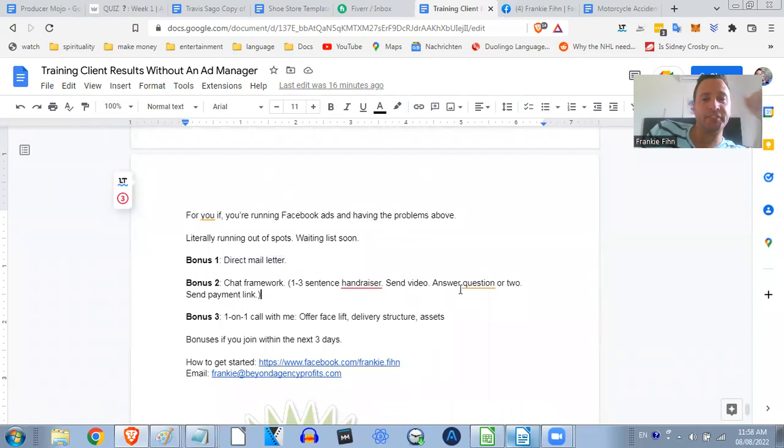Also, second bonus we have is a chat framework. And this is for those of you who are like me, who just don't want to do sales calls anymore. In fact, our closing process works better without sales calls because we make our offer do the heavy lifting. I used to have to manage salespeople, and salespeople have ups and downs.